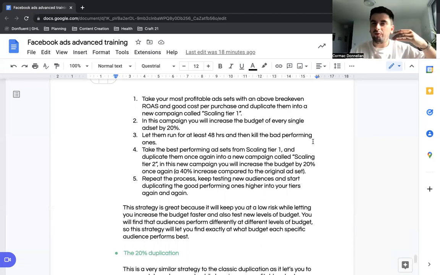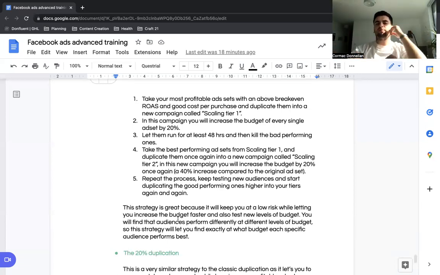So what you'll do is end up with 4 or 5 campaigns, and each one might be $10 a day. Then the Scaling Tier 1 might be $12, Scaling Tier 2, $16, Scaling Tier 3, $25. And the winning ad sets from each are duplicating into the next one up so that they move up to scale and spend more in each ad set. So this strategy is great because it will keep you at a low level of risk while letting you increase the budget faster and also test new levels of budget.